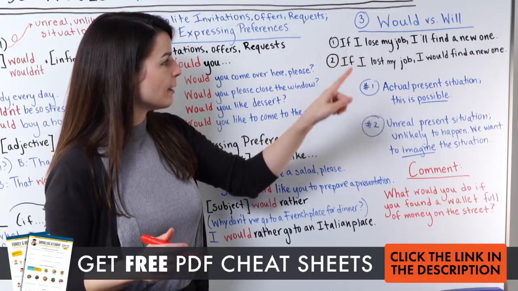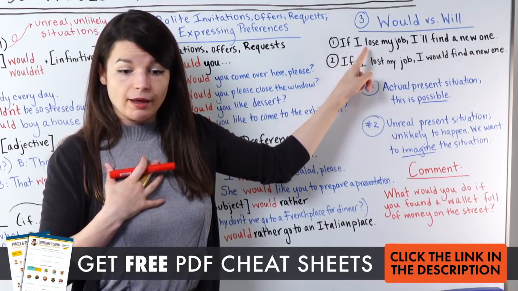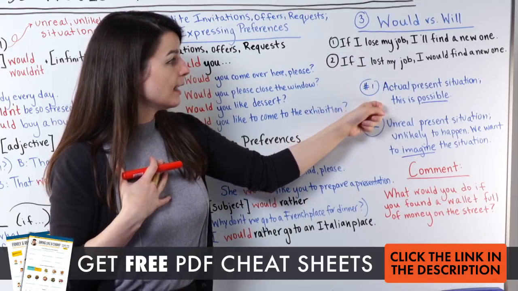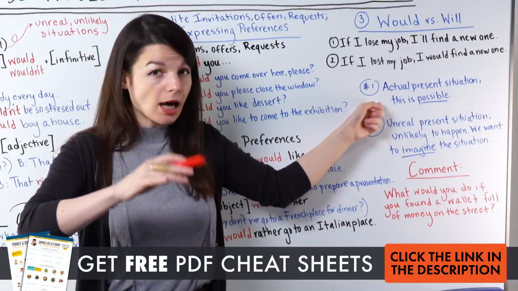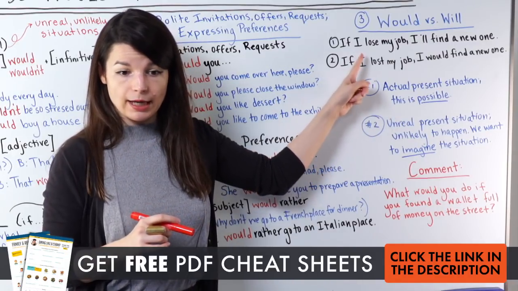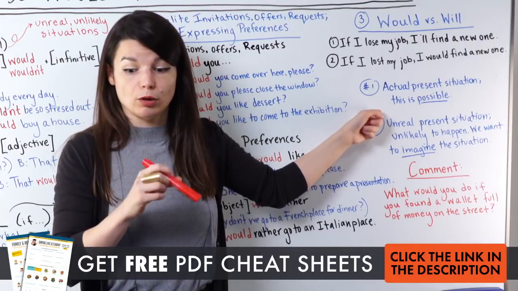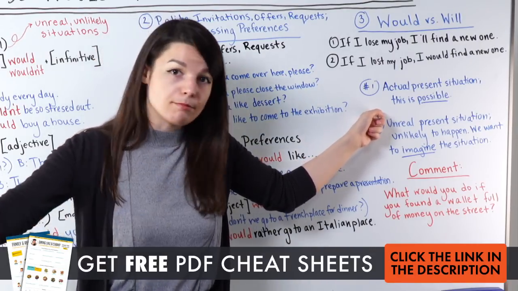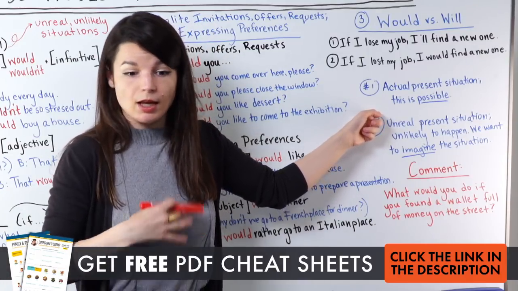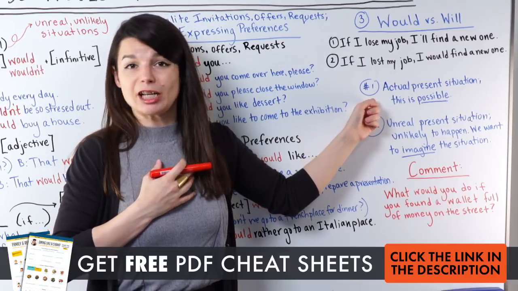Here, however, number 1, if I lose my job, I'll find a new one. This sentence means it's an actual present situation. This is a real possible situation. So in sentence number 1, maybe the speaker has a job review, or there was a problem at the company, or the company has to cut budgets or something. The speaker says, if I lose my job, I'll find a new one.